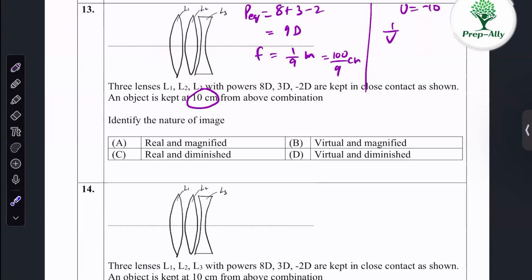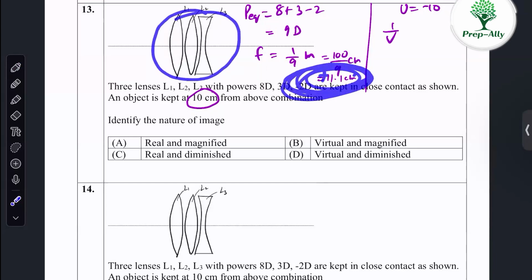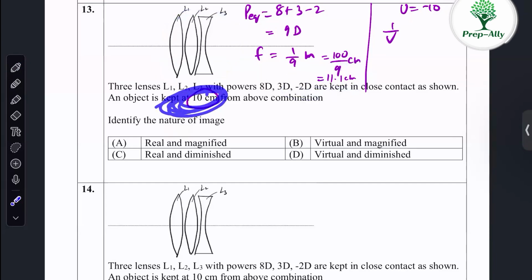Now they're asking only nature of the image. So equivalent focal length is 100 by 9, means this value is approximately 11.1 centimeters. And it is positive, means effectively it's acting like a converging convex lens of focal length 11 centimeter. Object is kept less than focus, then image will definitely be virtual and magnified.